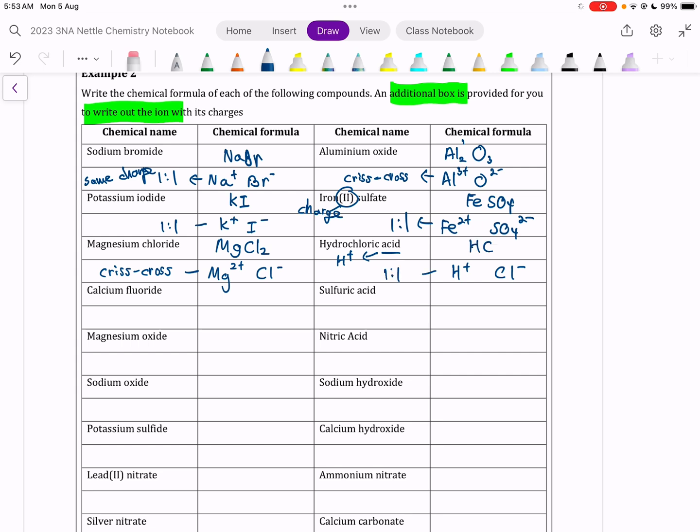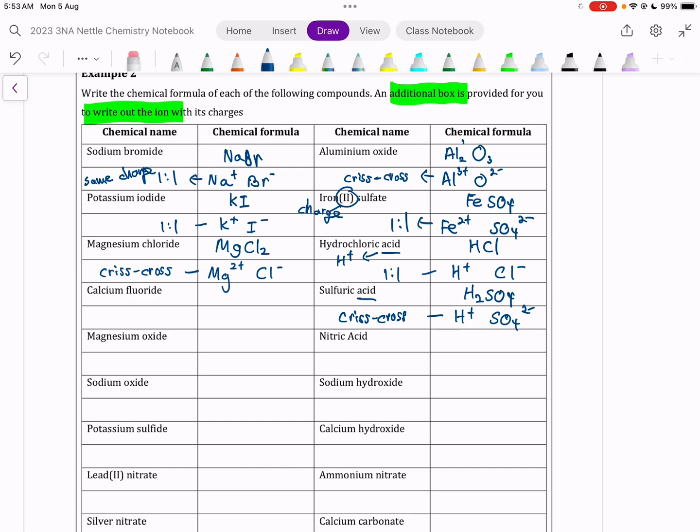So this one is HCl. Then you have sulfuric acid. This one also has H+ and SO4 2-. So this one will be 1 to 1. Okay, so then you have H2SO4. Not 1 to 1, sorry, this is a crisscross case.